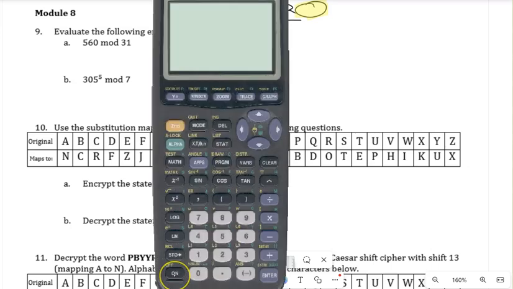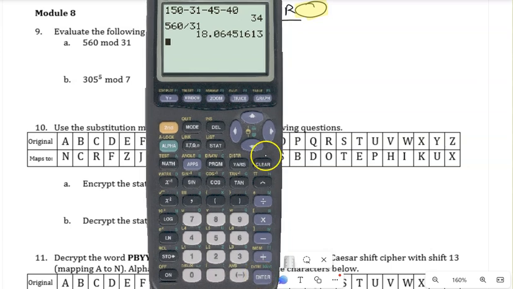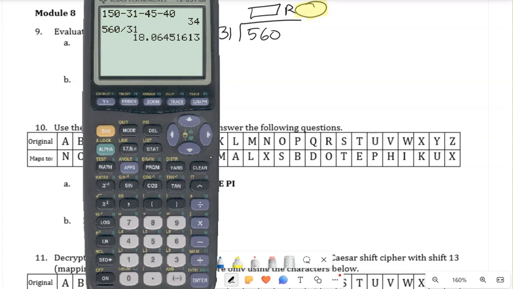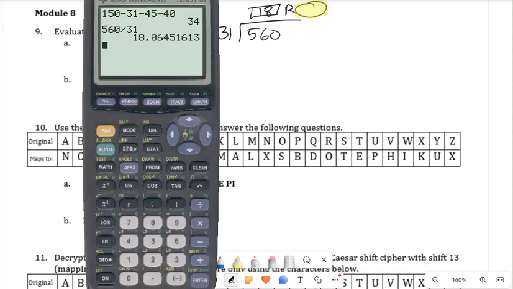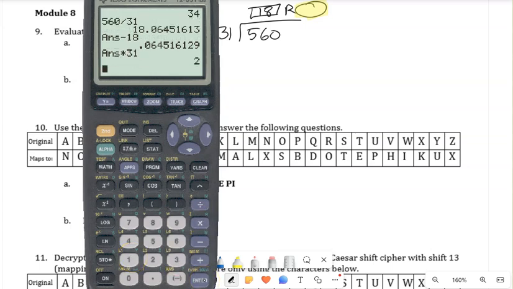The easiest way to do that is with our calculator. 560 divided by 31 is a mess. The 18 is the whole number. The remainder is what we need to figure out. So if we subtract the 18, that's the decimal. If we multiply by the 31 that we divided by to start with, we get the remainder.